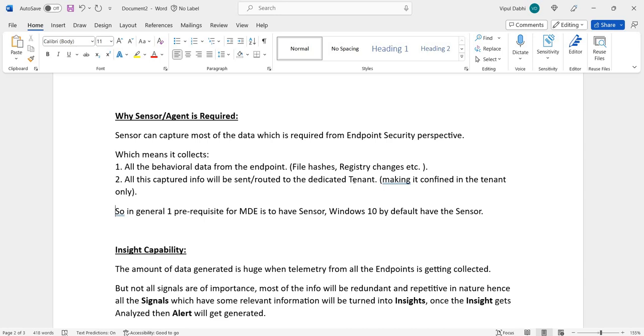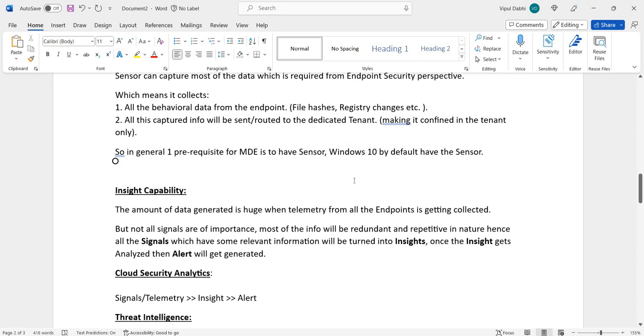Okay. Now, insight capability. This is a capability of Microsoft Defender for Endpoint. The amount of data generated is huge when telemetry from all the endpoints is getting collected. For instance, say there are 100 endpoints in your infrastructure, so there will be a huge amount of data, correct? But not all the signals matter. For instance, one machine is generating 1,000 signals. All of them are not important. Only a few of them are important or critical concerns for us, correct?